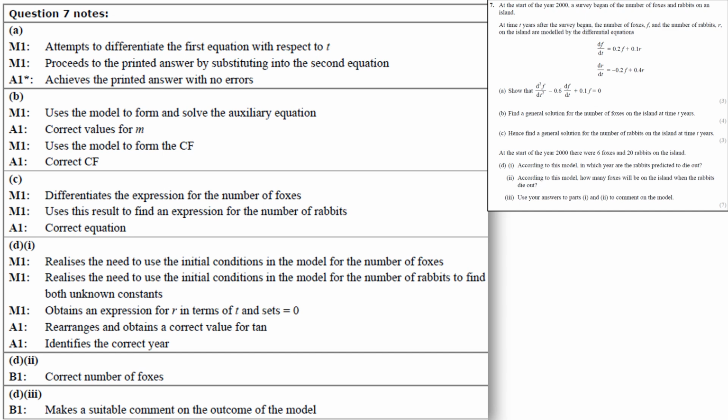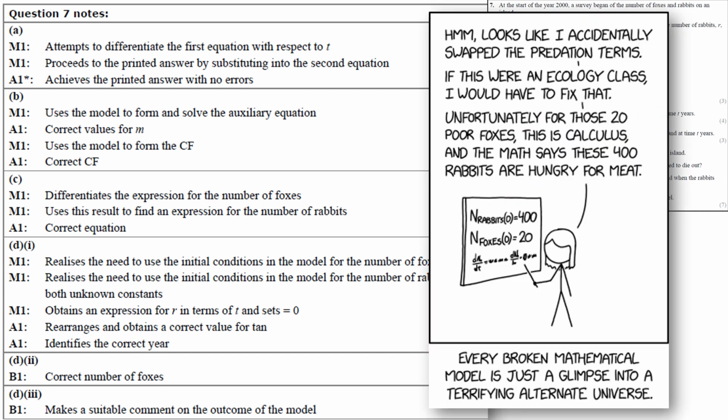And I'm going to leave you with this little offering from xkcd.com. If you do solve an equation or a system of equations of the sort that we've been working with and something doesn't look right at the end, you want to check. Even a small sign error can have a significant impact when it comes to making sense of a predator-prey relationship.